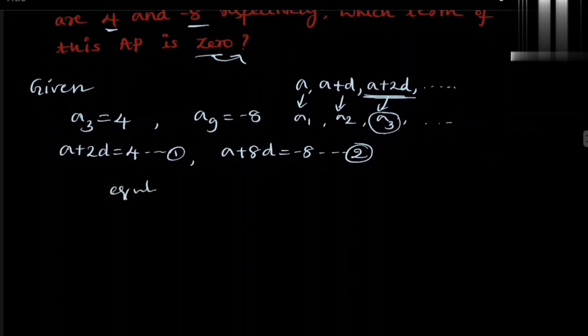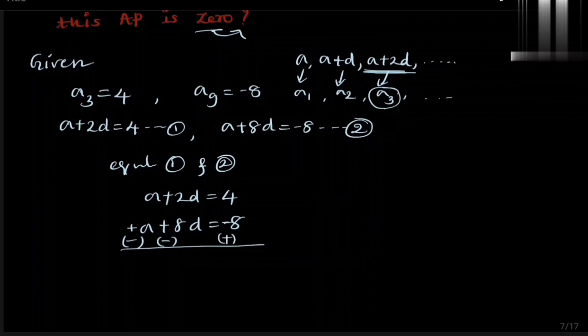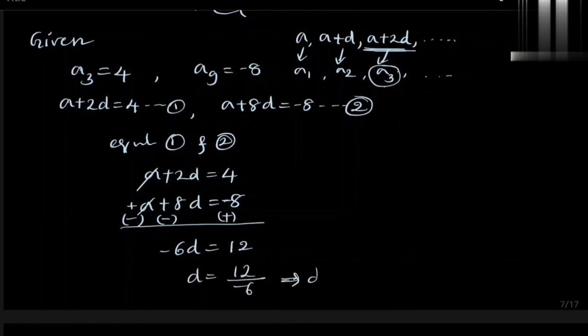So solving 1 and 2, that is A plus 2D is equal to 4, A plus 8D is equal to minus 8. So subtract these two equations. So here positive becomes negative, here also positive becomes negative, and here negative becomes positive, because by subtraction the sign changes. So therefore A gets cancelled here. So minus 8D plus 2D means minus 6D is equal to 8 plus 4, which is 12. So D is equal to 12 divided by minus 6. So D is equal to minus 2. So here the common difference is minus 2.